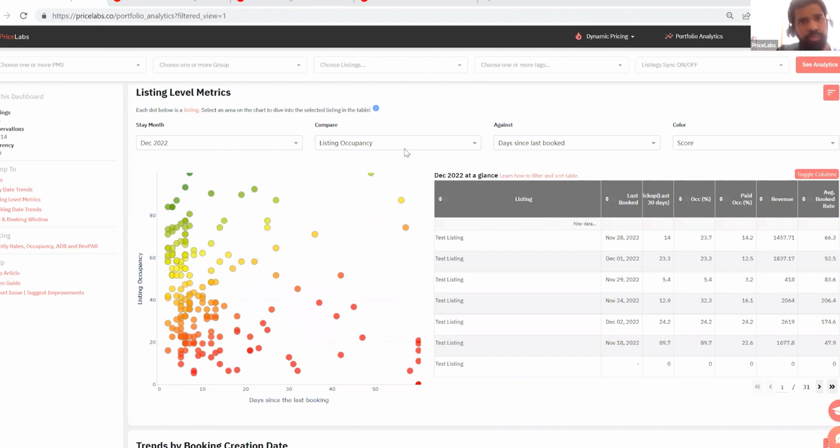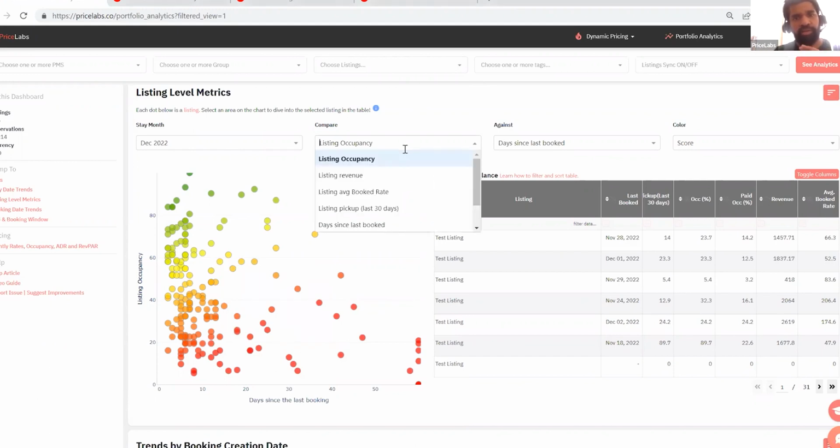Now that you understand this, you can start playing around with it and make a little more sense of how to compare various properties and figure out, especially if you have a bigger portfolio, which ones you want to tackle and immediately go attack.